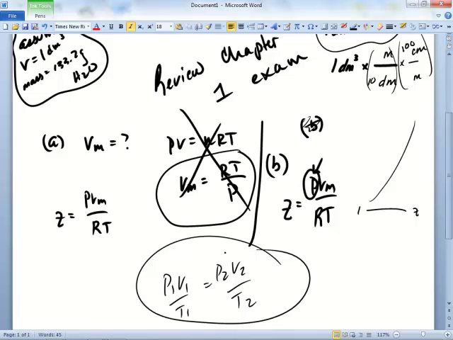What else do I have here? I think we said, but what's the compression factor for an ideal gas? It's equal to 1.